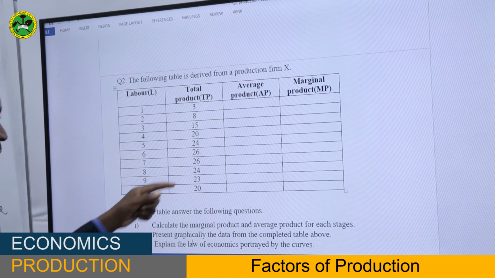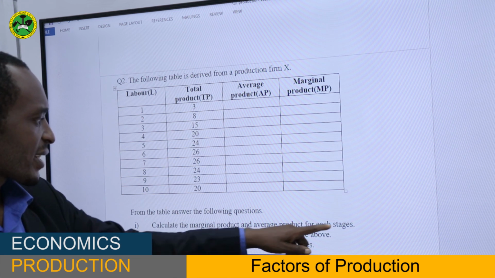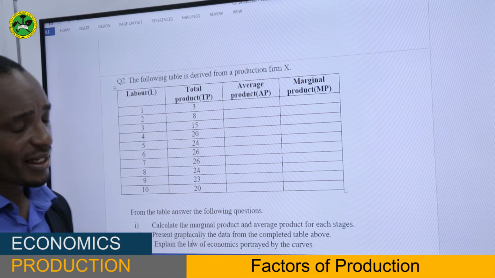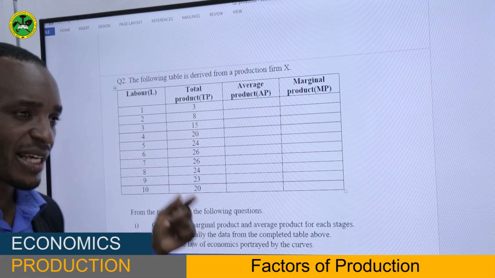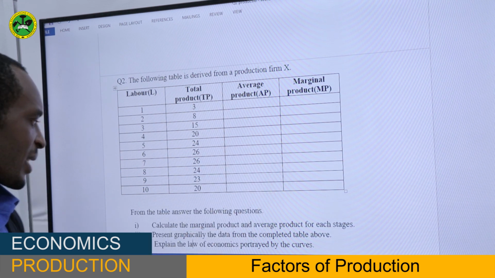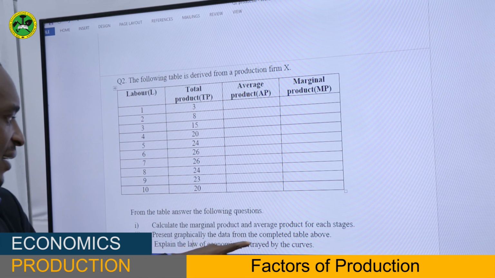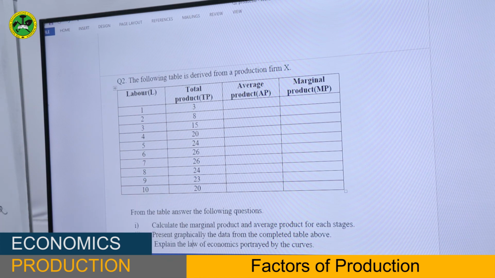Then after completing this information, you can now solve all these problems. For instance, case 1, you are asked to calculate the marginal product and the average product for each stage. So stage 1, I think you know, starts from when labor is 0 up to when marginal product is equal to average product. Then after finding this information, you need to present the data from the table. You need to present this information graphically.